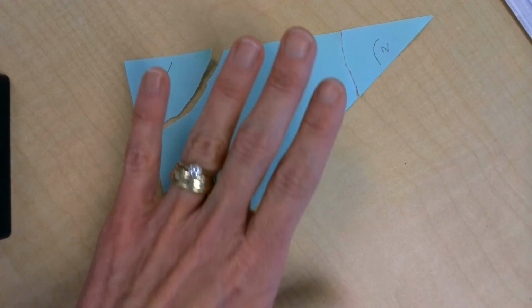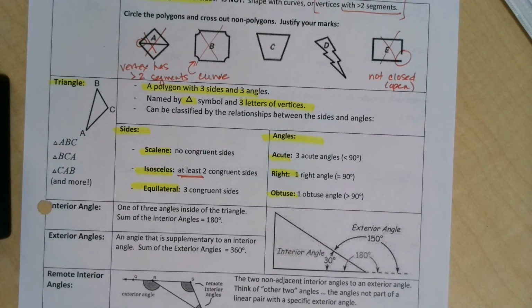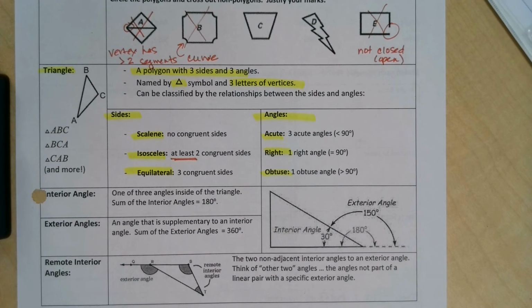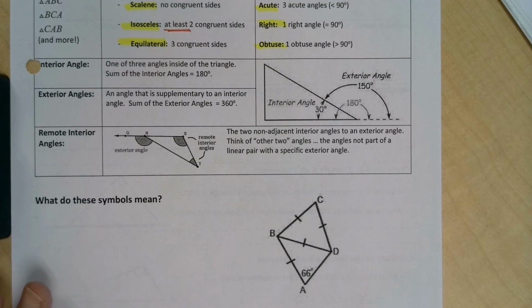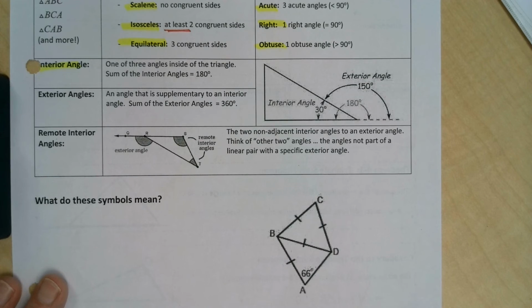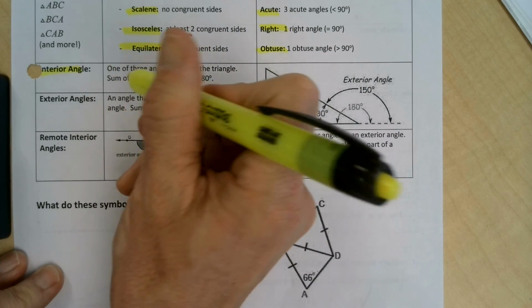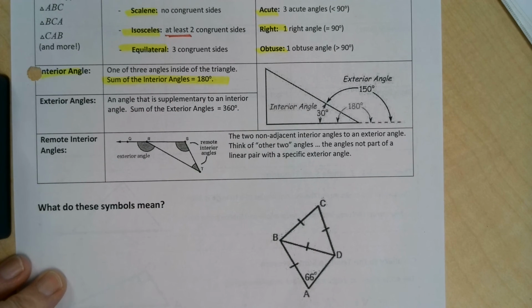All right. Our triangle sides are scalene, isosceles, or equilateral. And we need either measurements given to us or the ability to measure to make those determinations. So we won't worry about that yet. All right, some more vocabulary. If we're talking about an interior angle, we're talking about one of the 3 angles inside of the triangle. And like you figured out, the sum of the interior angles is always 180 degrees.